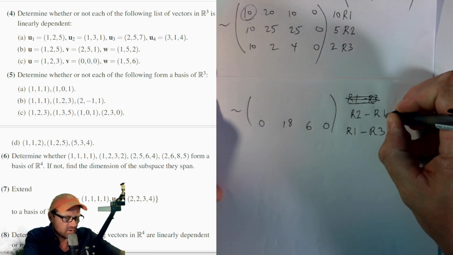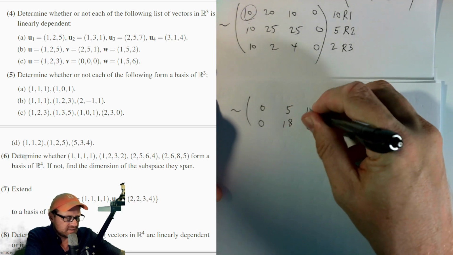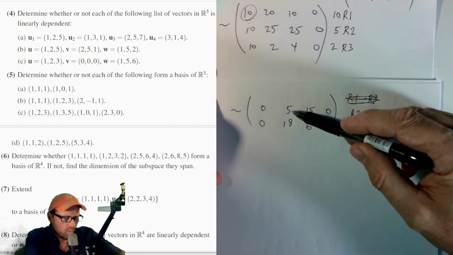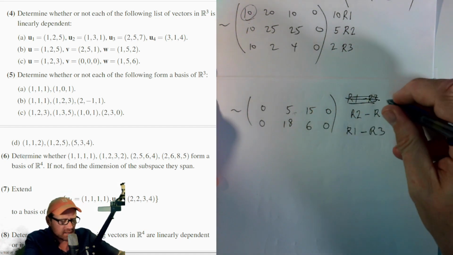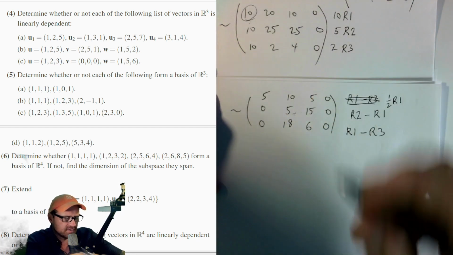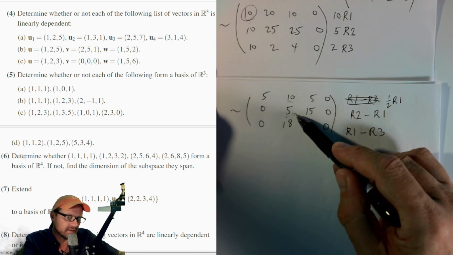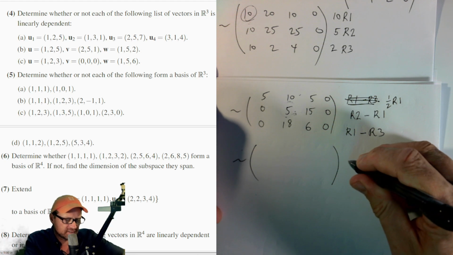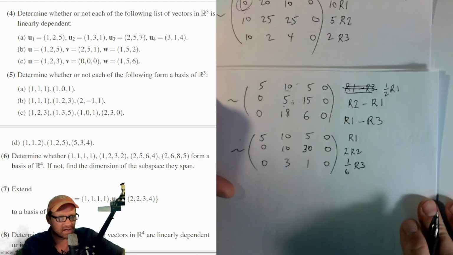I want to replace row 2 with row 2 minus row 1. I'm always using row 1 where my pivot is. So 0, 5, 15, 0. And let's multiply row 1 by 1/2 in anticipation of using this 5 there. So half row 1, so we have 5, 10, 5, 0. Okay, so now having this 5 as my next pivot, let's deal with these two first. So I will multiply row 2 by 2 and multiply row 3 by 1/6. Okay, there we go.